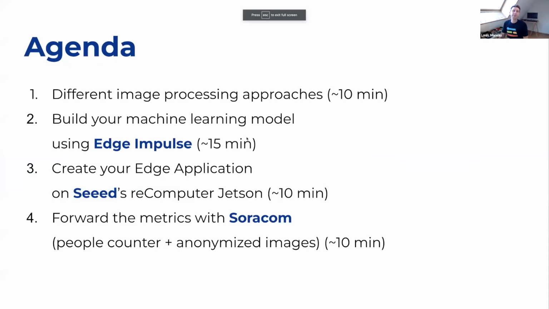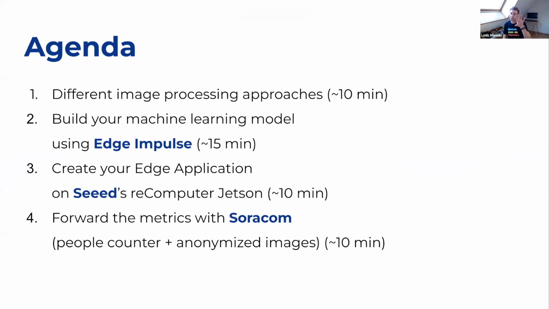All right, so for the agenda of today, I will first go through different image processing approaches, because when we need to anonymize the image, we need to go through a computer vision approach. Then I will show you, based on the one we've chosen, which is called FOMO, which stands for faster objects, more objects, I will go through that in a minute, how you can build your own machine learning model. It's a custom one, meaning you build it from scratch.